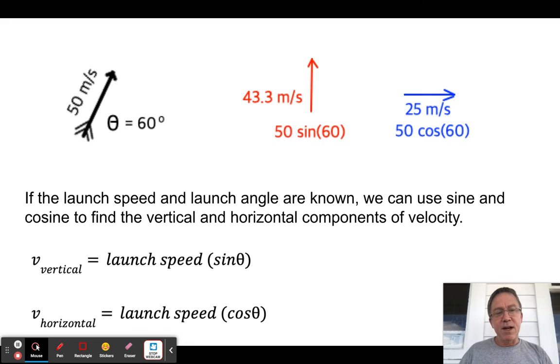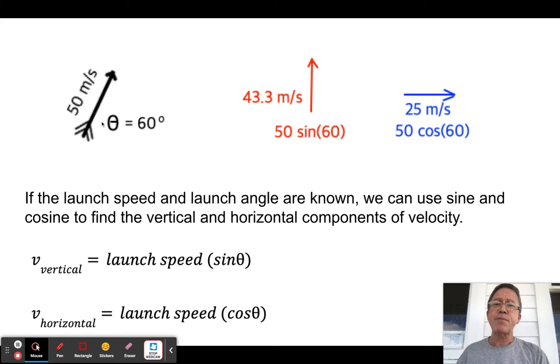Now, sometimes we're going to have problems. Frequently, we're going to have problems. College Board loves to give you these problems where they give you the launch velocity and launch angle. And then it's up to you to say, well, if I'm going to solve this problem, I got to break this up into its horizontal and vertical components. I can't solve these kinematics problems otherwise.